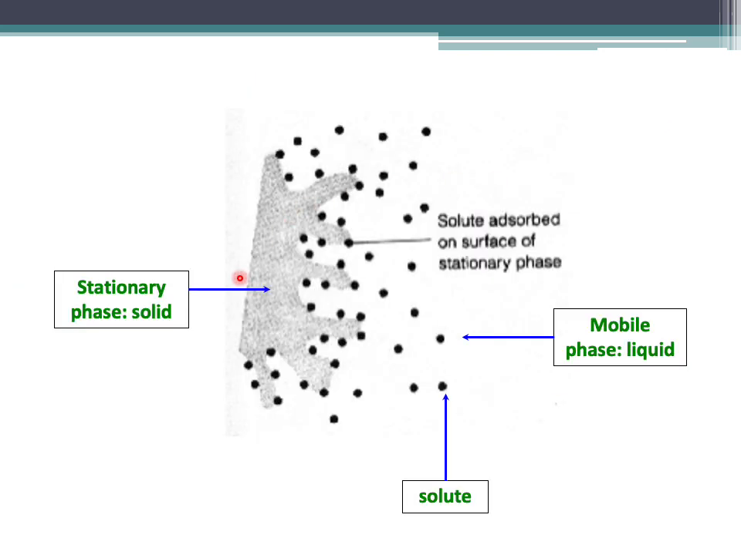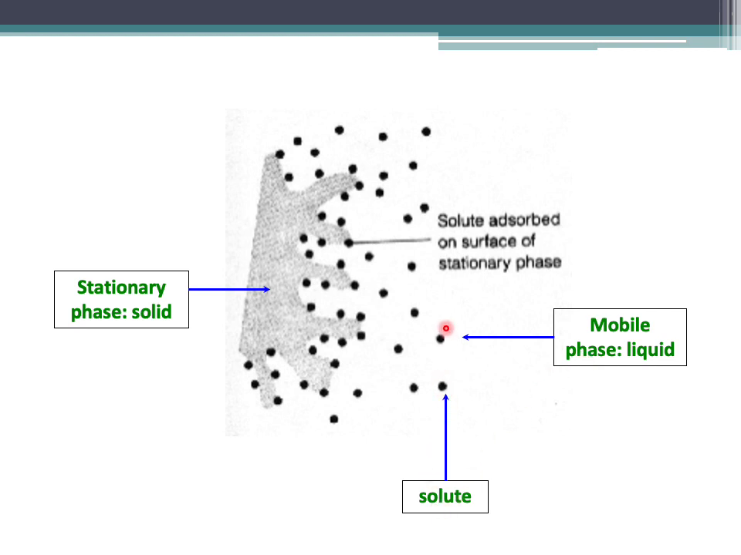Okay, for liquid solid chromatography or gas solid chromatography, that is for the adsorption chromatography, the stationary phase should be solid. Okay, dia mesti solid. But for the mobile phase, it can be liquid or gas. Kalau liquid, dia adalah liquid solid chromatography. Kalau gas, dia adalah gas solid chromatography. So mobile phase, it can be liquid or gas.